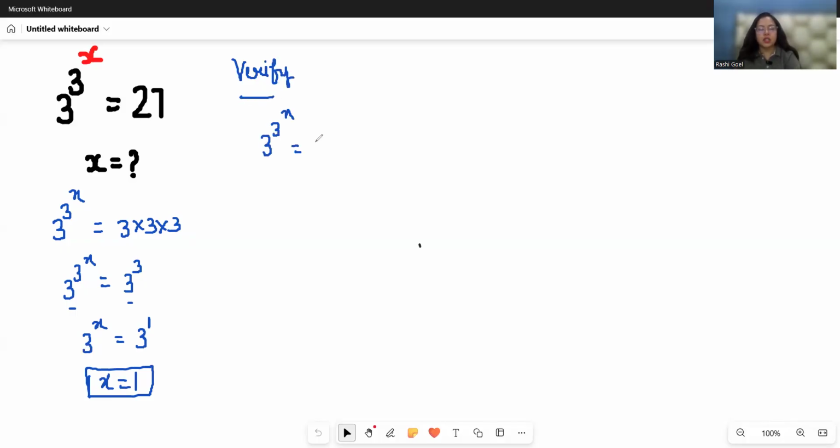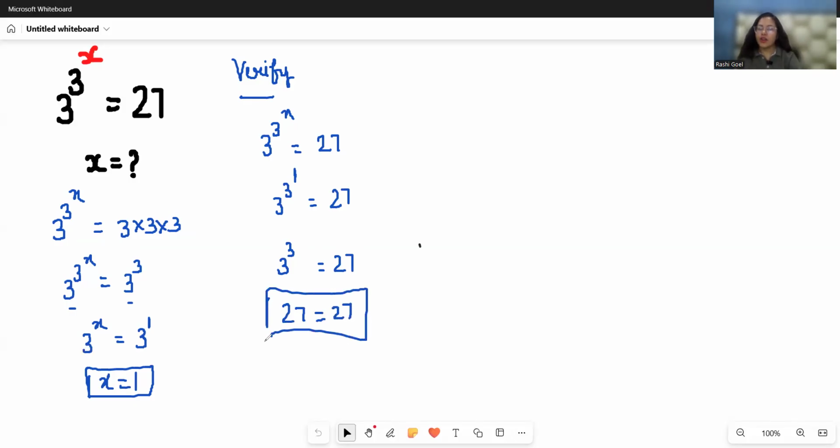3 power x equal 27, so it becomes 3 power 1 equal 27. So 3 power 1 is 3, and 3 cube is 27. So yes, x is equal to 1 is the verified solution.